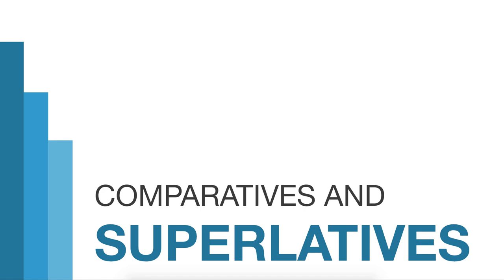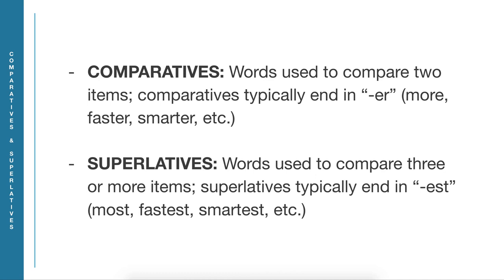Hello everyone, today we are going to talk about comparatives and superlatives. Now a comparative is a word that compares two items, and comparatives typically end in ER. So for instance, we have words like faster, smarter, brighter, funnier, etc.